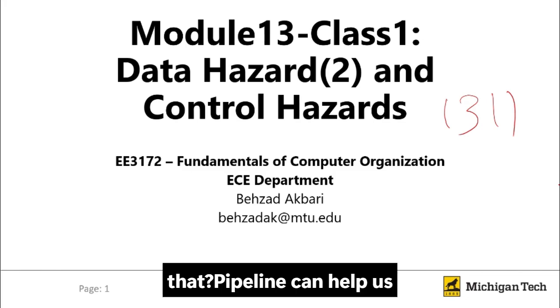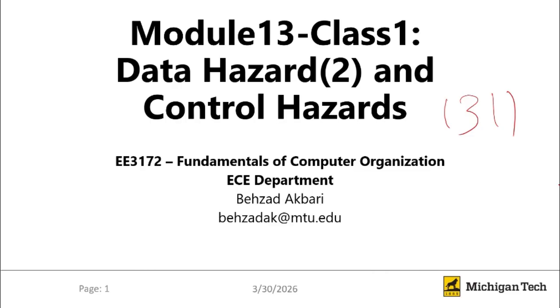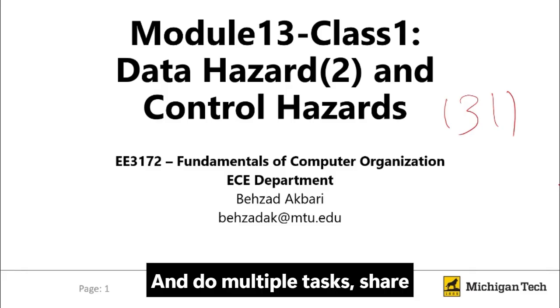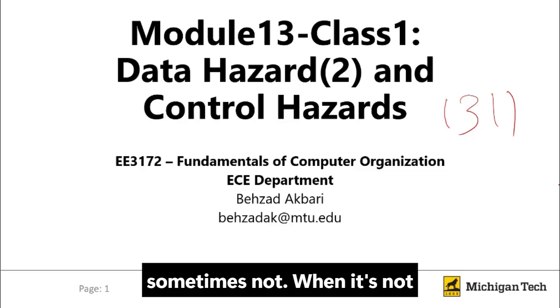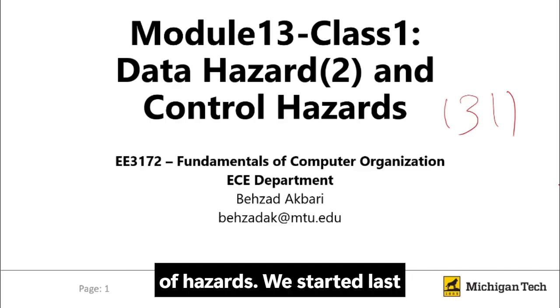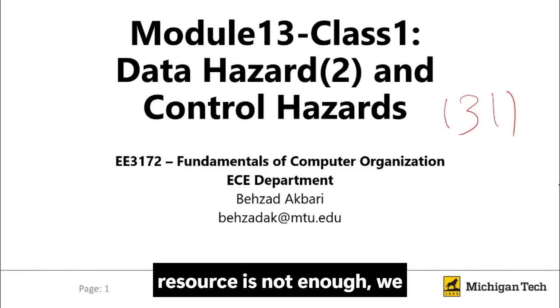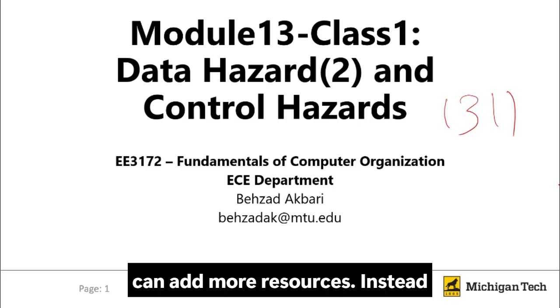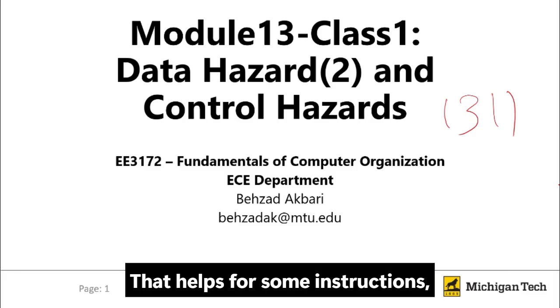Pipeline can help us with breaking down a big task to small pieces and do multiple tasks, share these pieces. So that's called pipeline. Sometimes works great, sometimes not. When it's not working fine, we call it hazards. We have different type of hazards. We started last week with a structural hazard. When the resource is not enough, we can add more resources. Instead of having one memory, we can have two memories, one for data, one for instruction. That helps for some instructions.